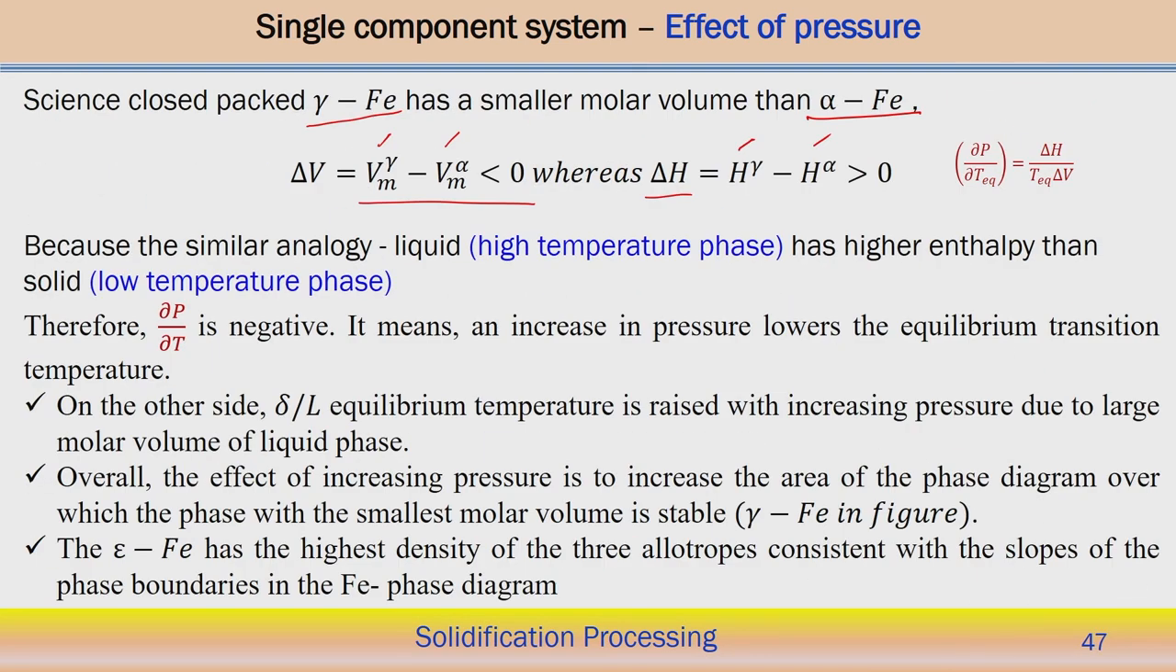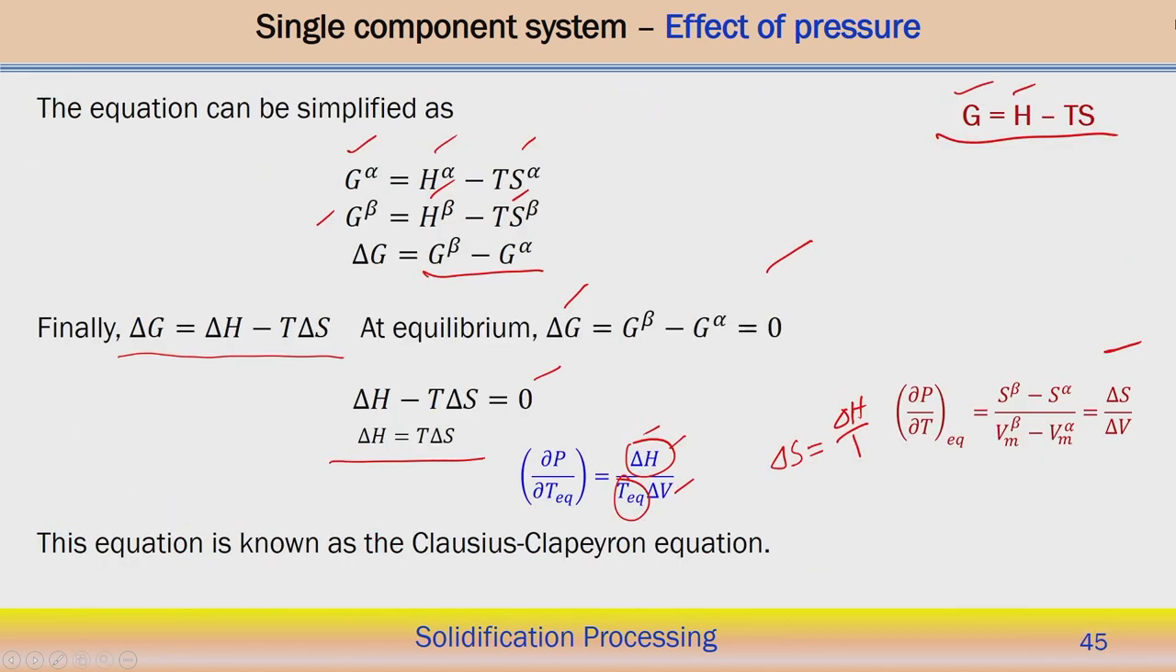So here delta H is positive, but the change of volume is negative. Therefore, del P by del T becomes negative, that gradient becomes negative. It means that when del P by del T is negative, an increase of pressure actually lowers the equilibrium transition temperature, that means the transition temperature from one phase to another phase, and that is very obvious if we take the reference of this diagram.